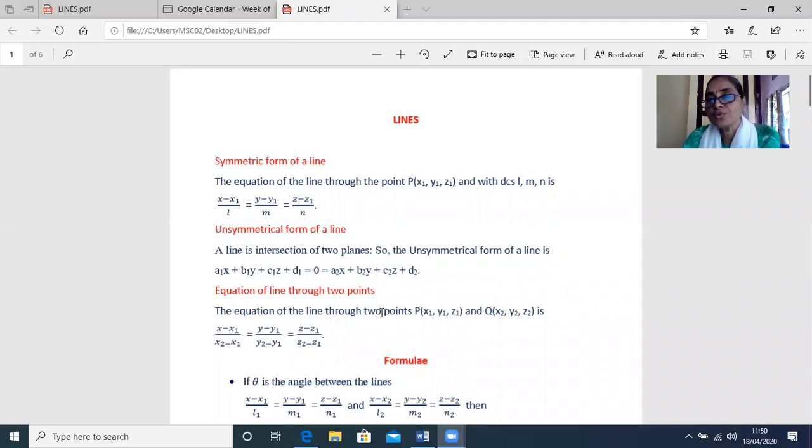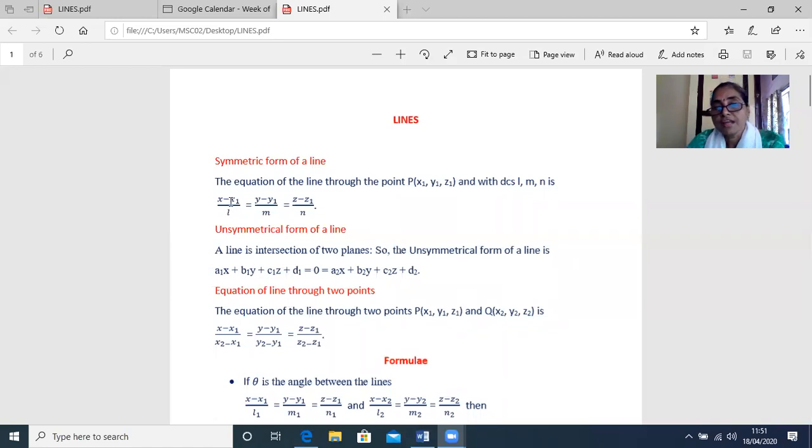I'm going to start the class now. It is 11:50. Now, lines. It is the second unit, girls, for us, you know. And you have seen the various forms of lines. Here it is a revision class for you girls. We had enough revision in the college. Again, we are doing revision now online.